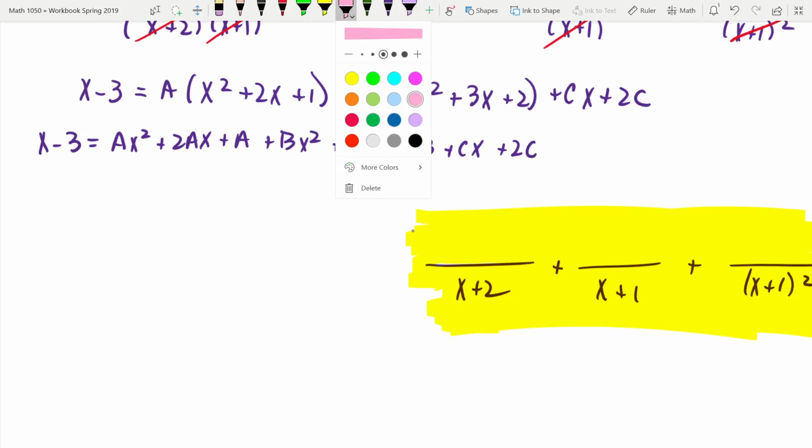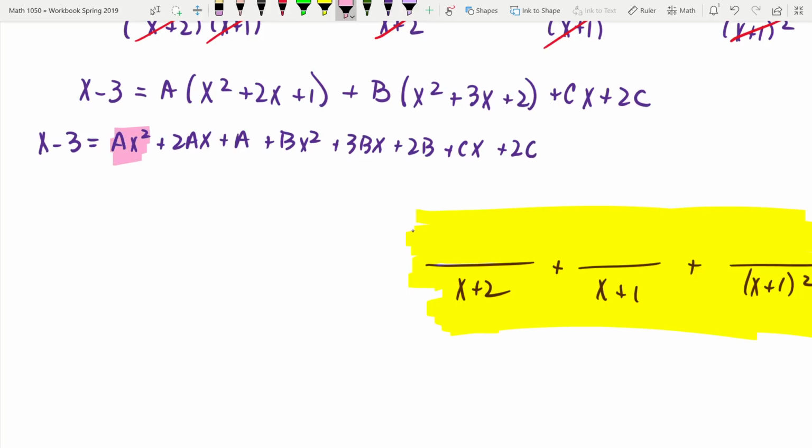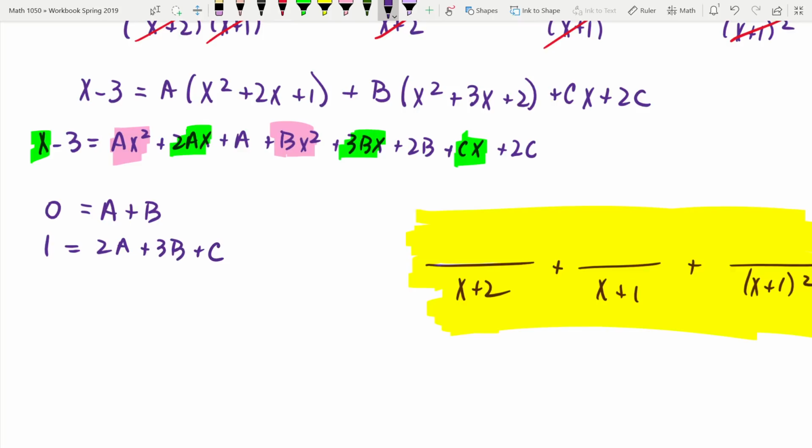What has a squared in it? This has a squared in it, and this has a squared in it. Write it down without the squareds, so that'd be a plus b. There is no squared on the other side, so I put a 0. In terms of the x to the first, we've got that one, that one, that one, and that one. Write it down without the x's. That x sitting alone is a 1x, so that's 1 equals 2a plus 3b plus c. Anything that doesn't have any x's in it would be negative 3 equals a plus 2b plus 2c.